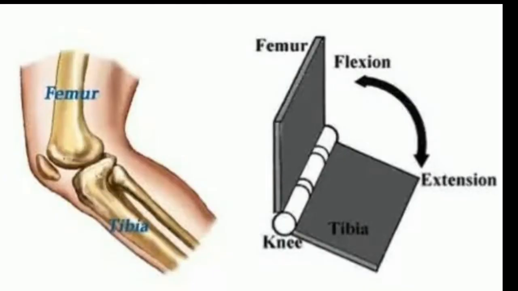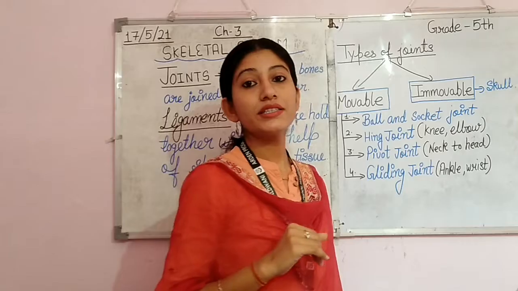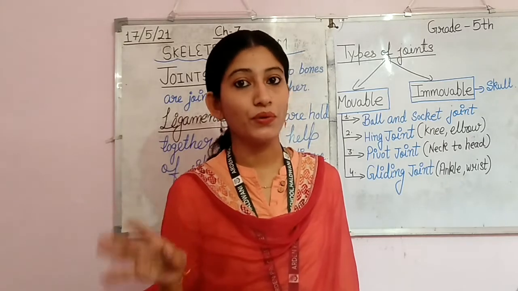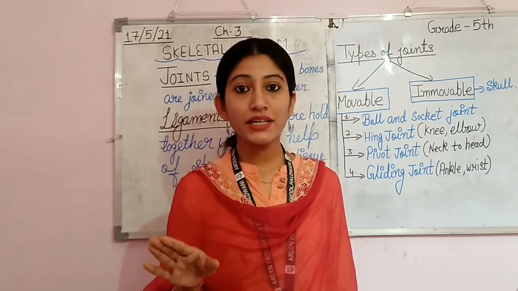Now students, you can see in the given picture, this is showing the joint in the knee area. It is between the femur and tibia, and with the help of this joint we can make movement in front as well as back, as we can open and close our door. It is similar to that. These types of joints you can find in your knee as well as elbow. Okay. So I hope it is clear.